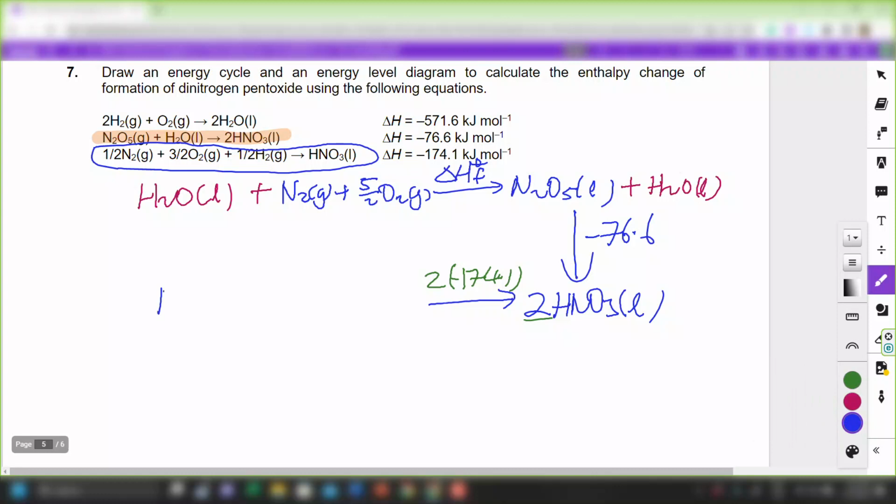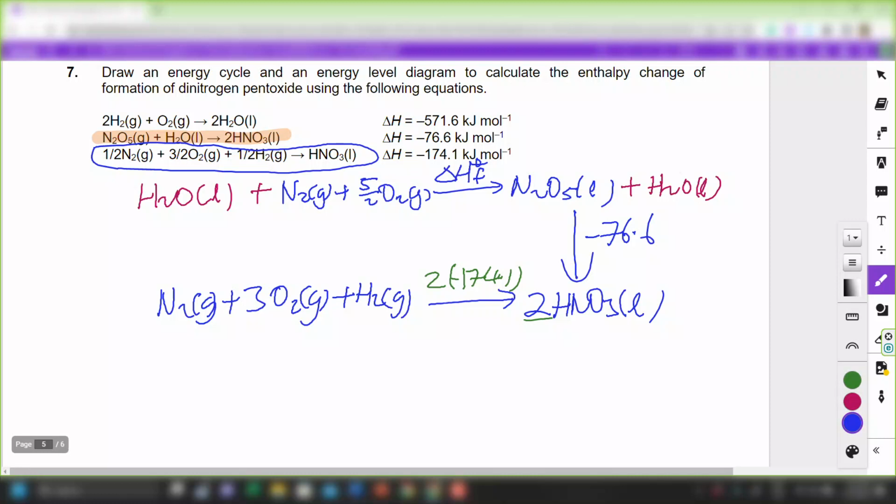So N2 gas plus 3 half O2 gas. Oh, sorry, not 3 half O2. I need to multiply by 2, right? So my apologies. So that will be 3 O2 gas. And then plus H2 gas. And then I will produce 2 equivalent of nitric acid. Then you notice that this is actually the most fundamental, this is the elemental state, right?